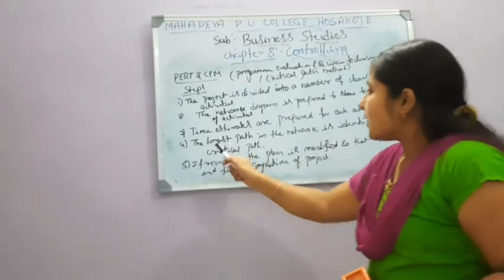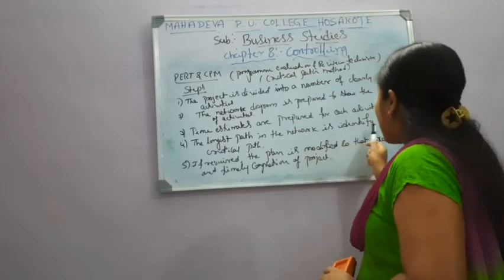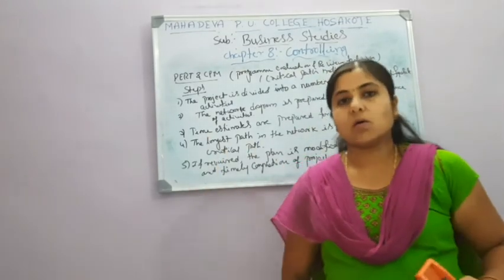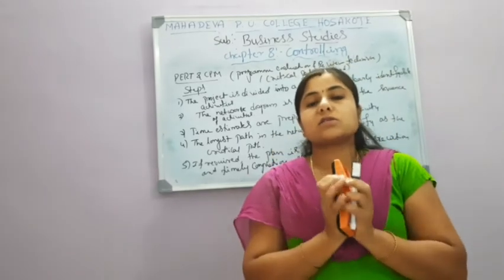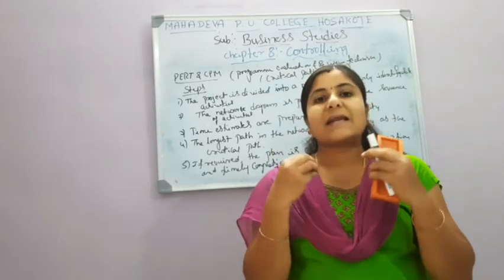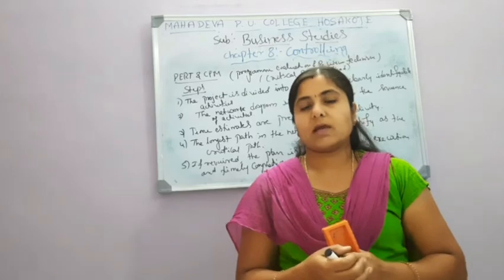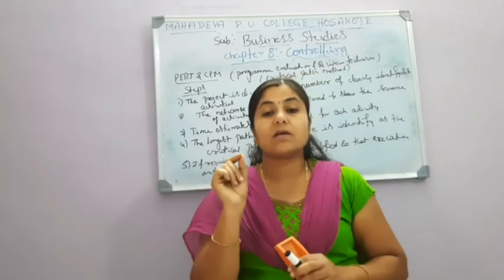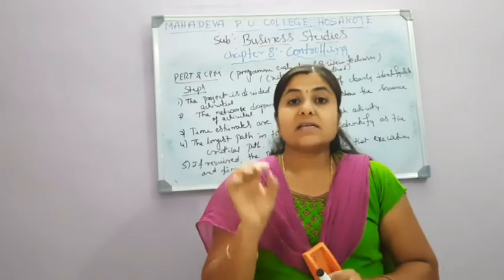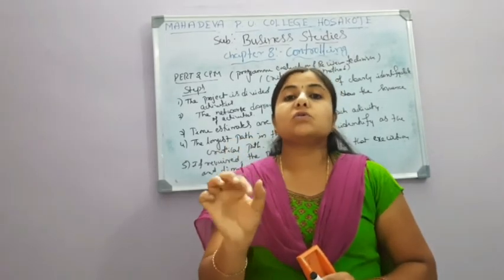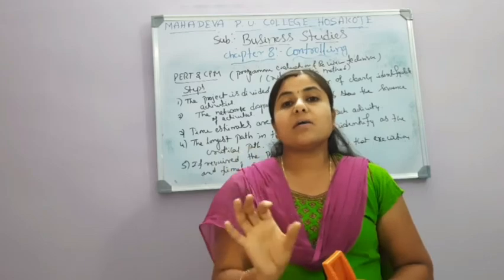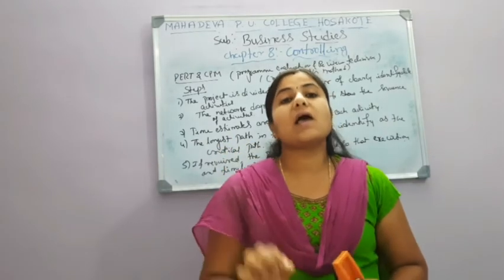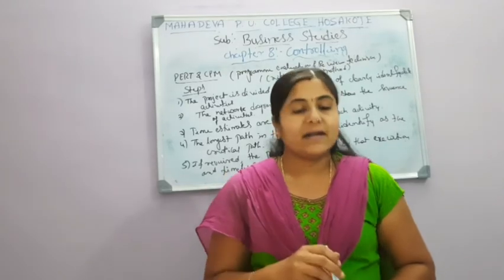Next one is the longest path in the network is identified as the critical path. Okay, the longest path, meaning the most critical activity. It takes more time. What is the longest path in this particular activity we are going to identify? It takes more time, is more costly, and it is a very precious and crucial activity that we are going to identify.